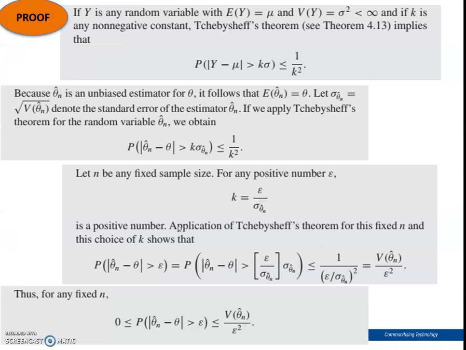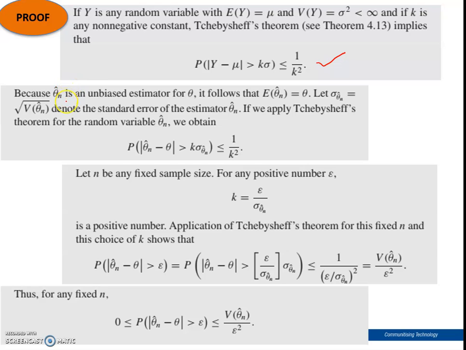To prove Theorem 9.1, suppose Y is any random variable with expected value mu and variance sigma squared, which is less than infinity, and k is any non-negative constant. If you remember Chebyshev's theorem, the probability that the absolute value of Y minus mu is greater than k sigma is less than or equal to 1 over k squared, where k is a constant and sigma is the population standard deviation.